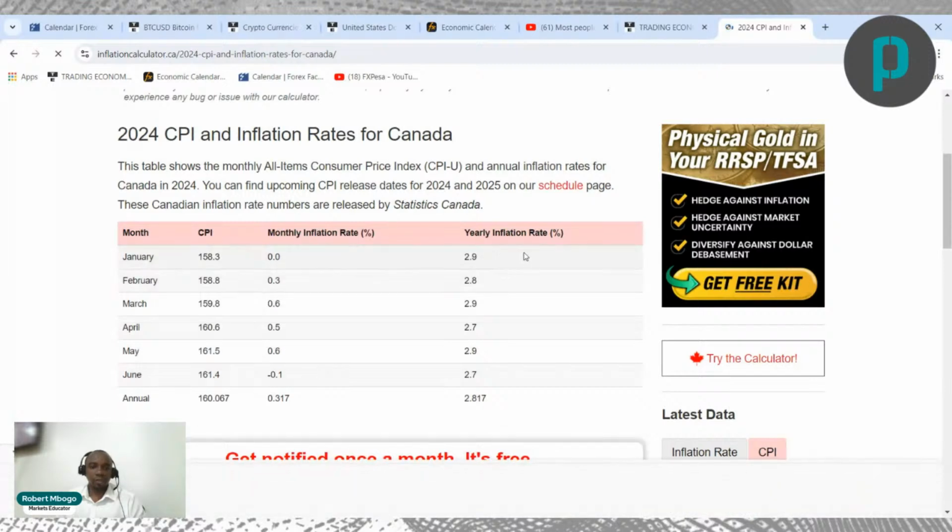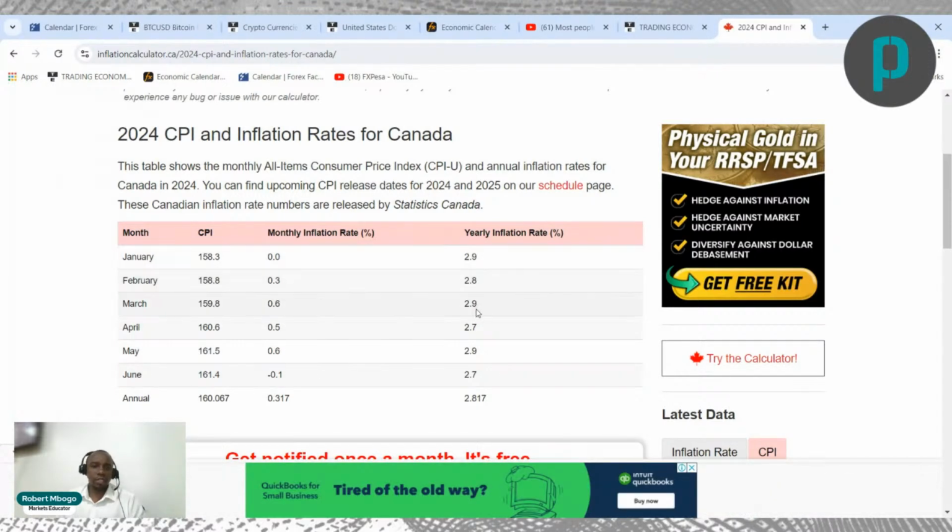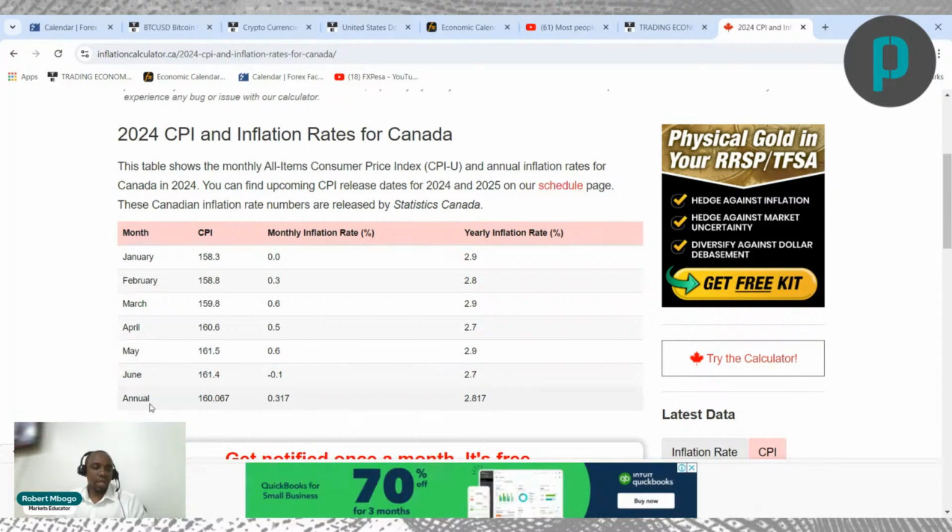From January, we've seen 2.9, 2.8, 2.9, 2.7, 2.9, 2.7. So now we're expecting July, because in August the report will be based on the July inflation. Here the July inflation is expected to be at 2.5%. This is what traders are expecting. However, it all depends on the outlook that will come out later.